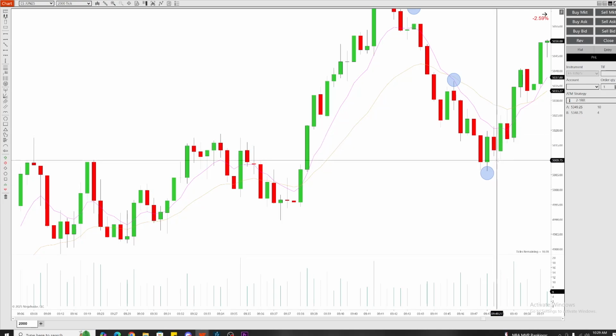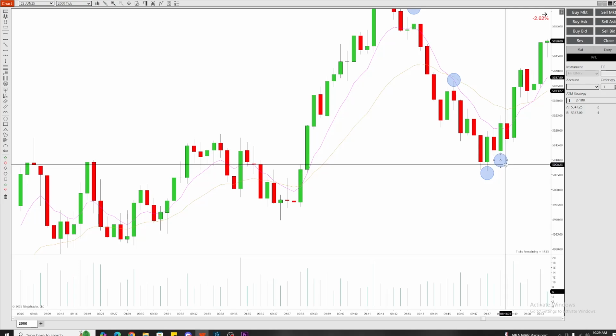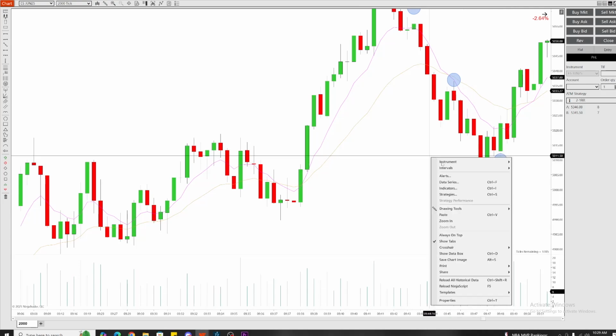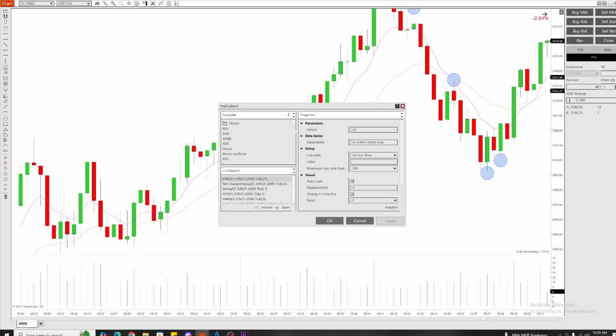This candle didn't break the middle candle's low. So that's considered a low. But to make it easier to read, instead of overworking your brain, there's an indicator on Ninja called swing.